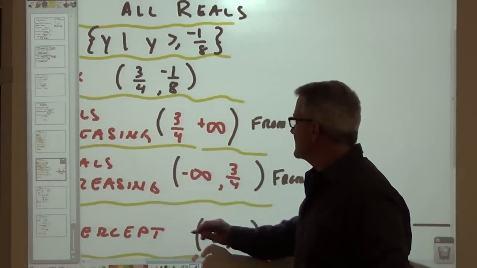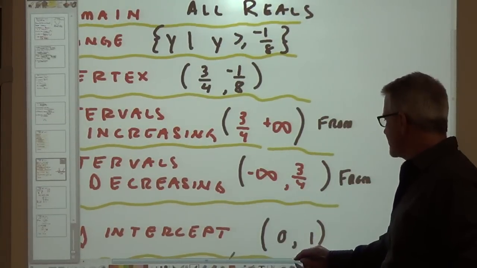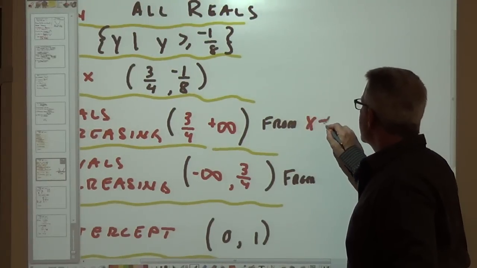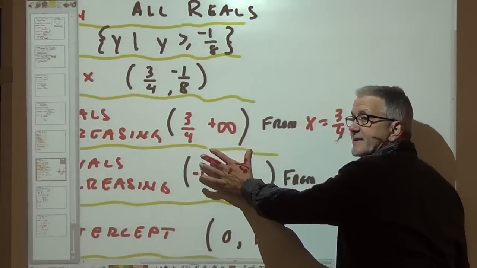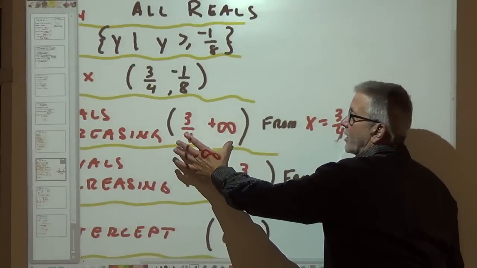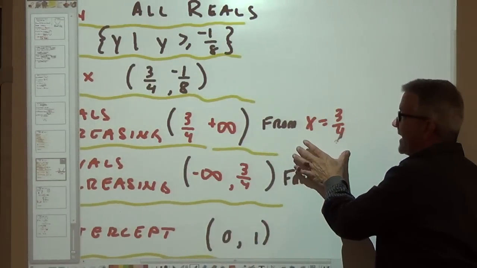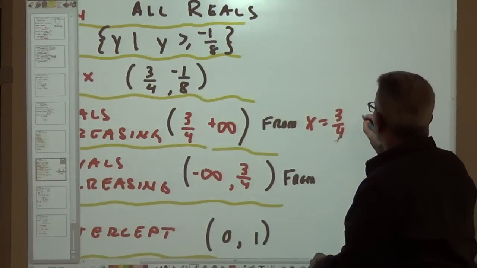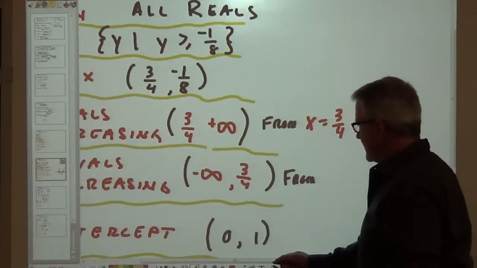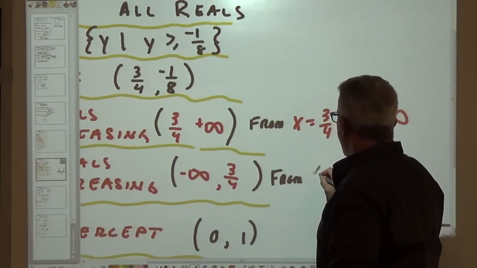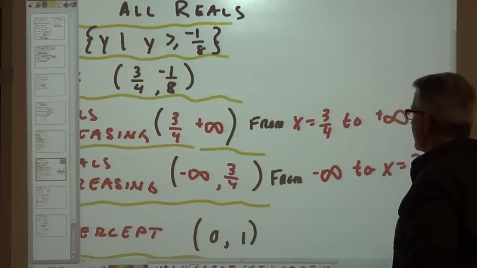I had decreasing or increasing first, and it's increasing from x equals 3/4. This is just another way to write the interval notation. I will accept any form, whether you write intervals of increasing via interval notation or just write it out. It's increasing from x equals 3/4 to positive infinity, and it's decreasing from negative infinity to x equals 3/4.